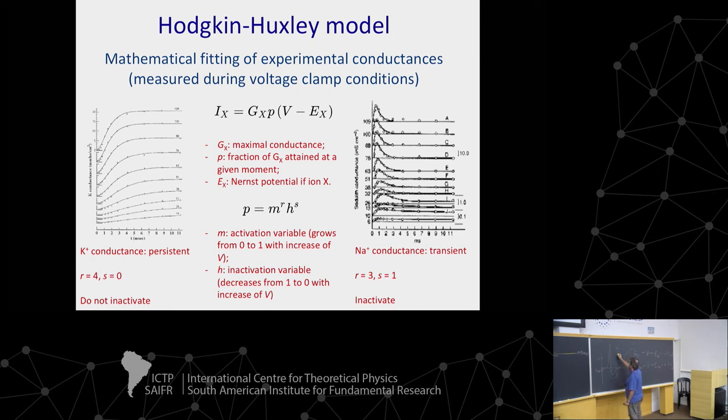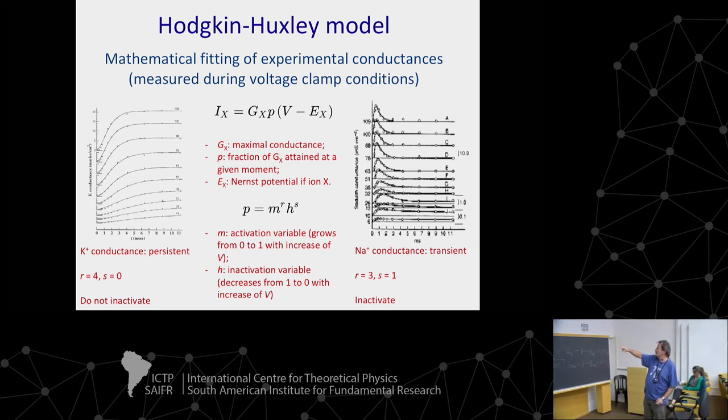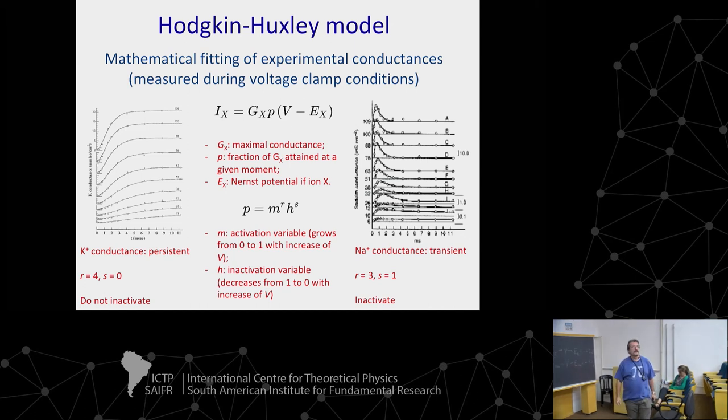And the H variable obeys the opposite. It's very high when the voltage is low. But the behavior is that if you increase the voltage, you increase the activation variable, and you decrease the inactivation variable. So the inactivation variable inactivates. And if you decrease the voltage, you de-inactivate. And R and S are just the parameters that were used by Hodgkin and Huxley to fit the measurements that they had. They were the smallest integer numbers that could give a good fit.